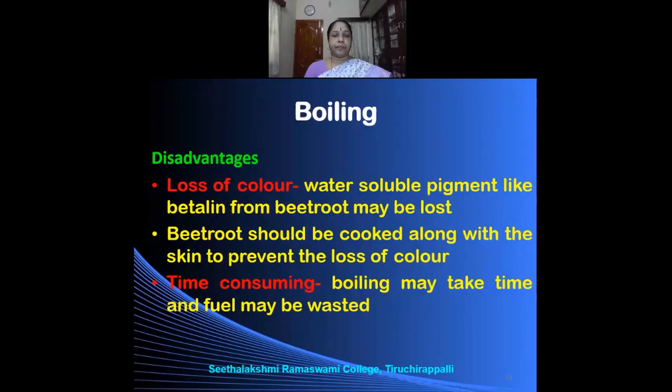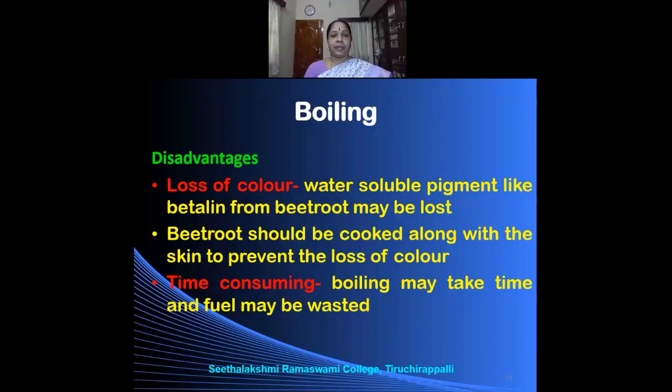There is also loss of minerals. When we cook the food in excess water, there will also be loss of minerals, which we call leaching. That is, the mineral that is present in the food is lost when the excess water is discarded. Minerals such as sodium, potassium, and calcium are lost due to leaching. Loss of color is another disadvantage while boiling the food.